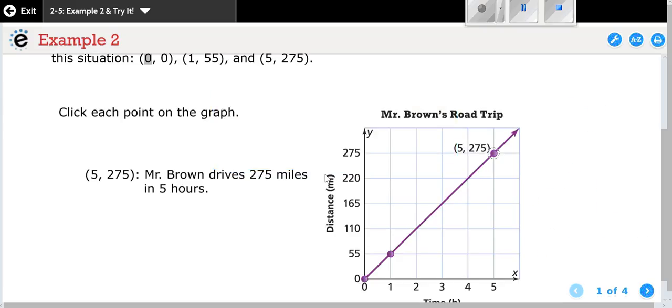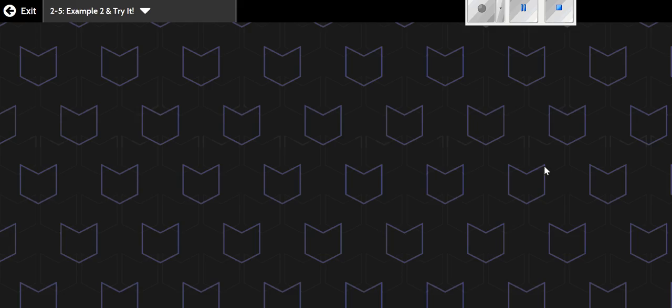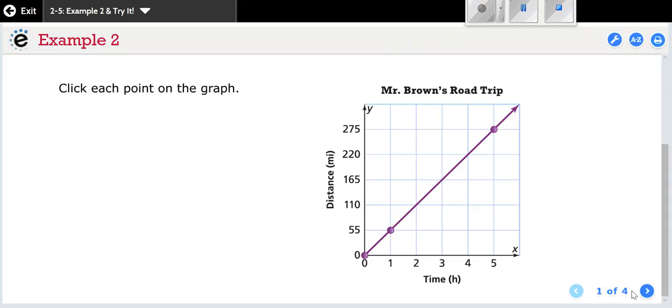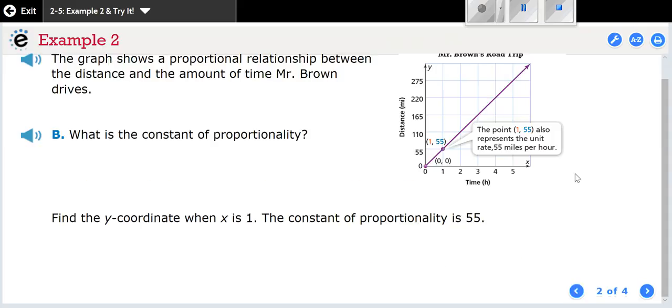All right, continuing on then. Oh, they gotta load it all up again. All right, here we go.